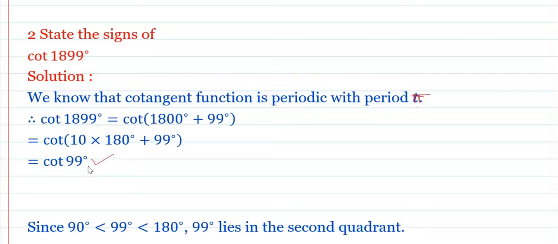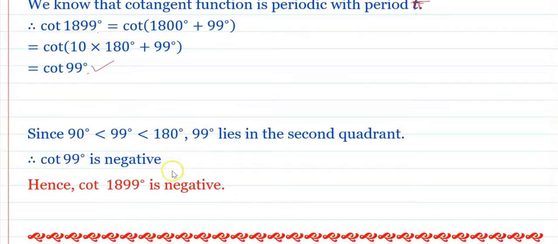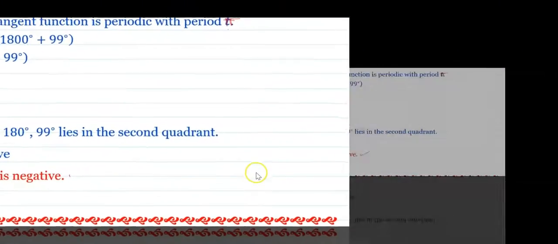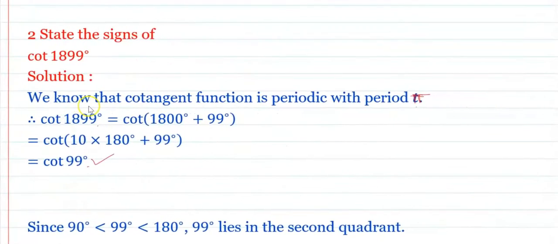Now cot of 99 lies in the second quadrant, and in the second quadrant only sine and cosec are positive. Therefore cot is negative, and hence cot of 1899 is negative. This is the most important thing: the cotangent function is periodic with the period pi, multiples of pi. So how many multiples are there here? That is integral multiples of pi. Means what? 10 into 180.